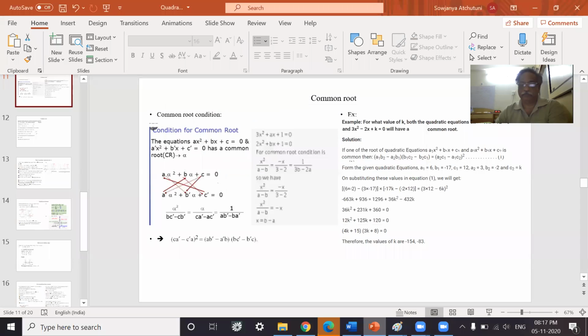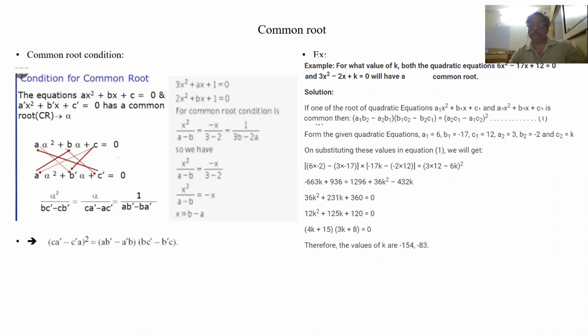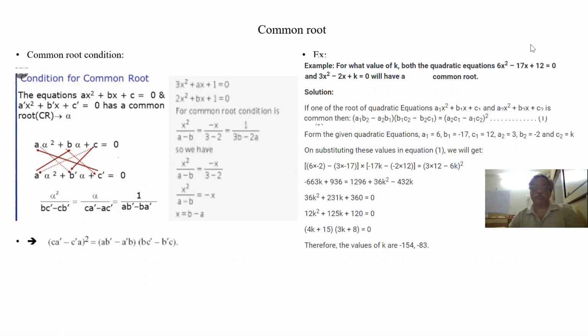So let us continue further advancement in the quadratic equations. Let us see this. Let us see the concept of common root.